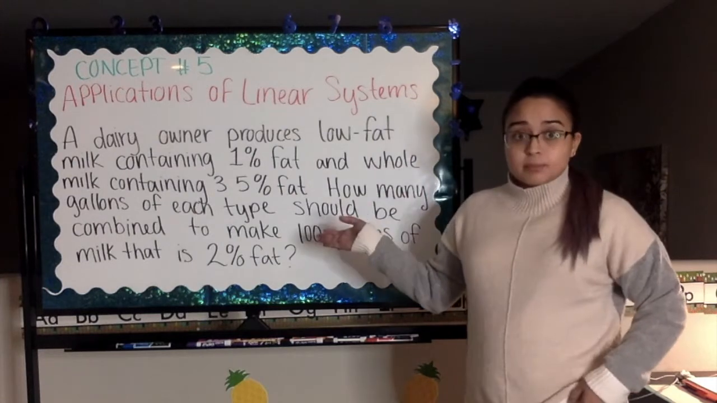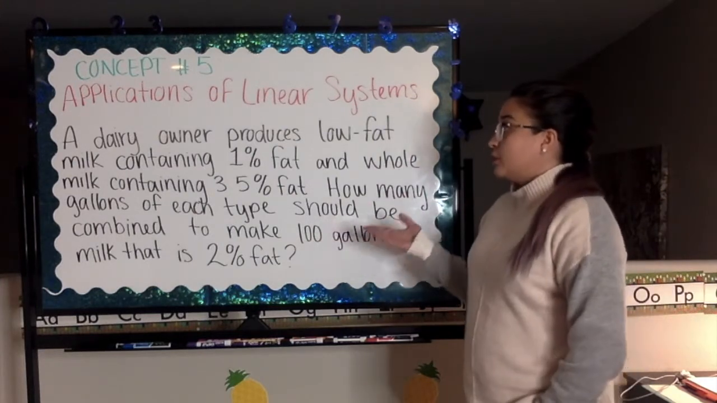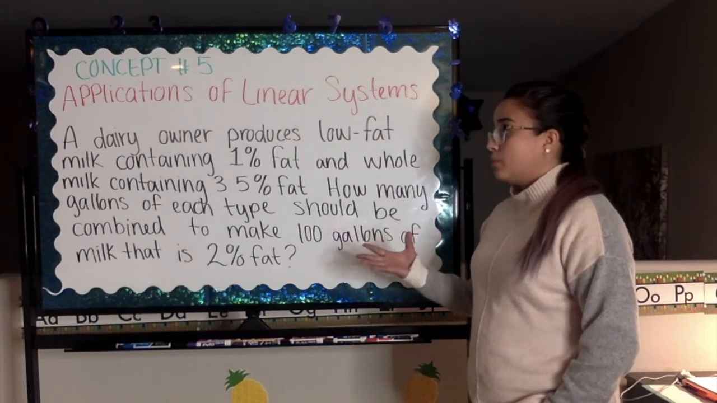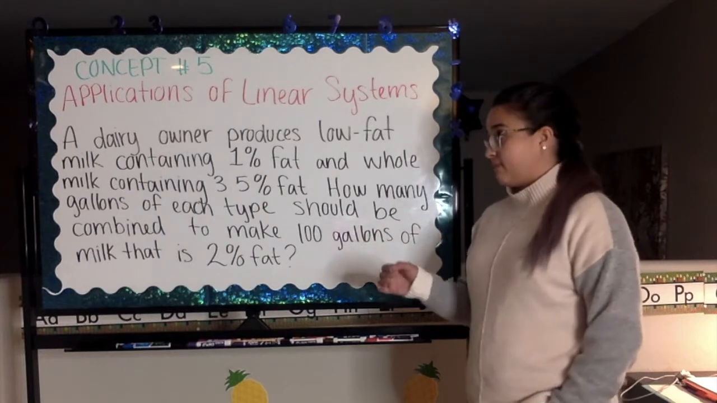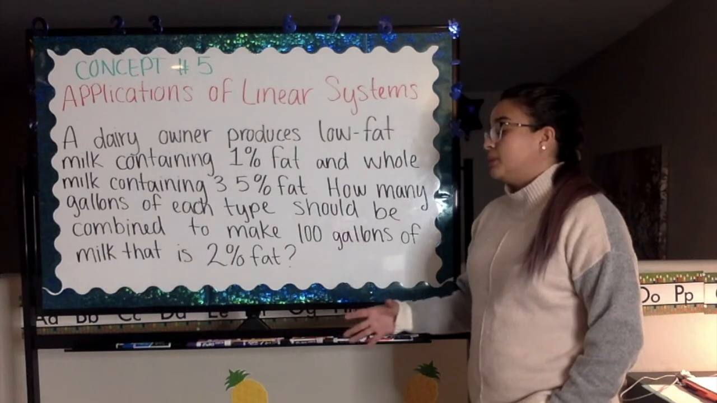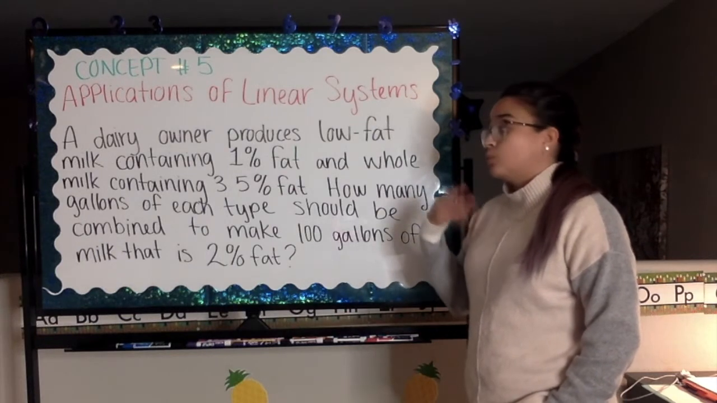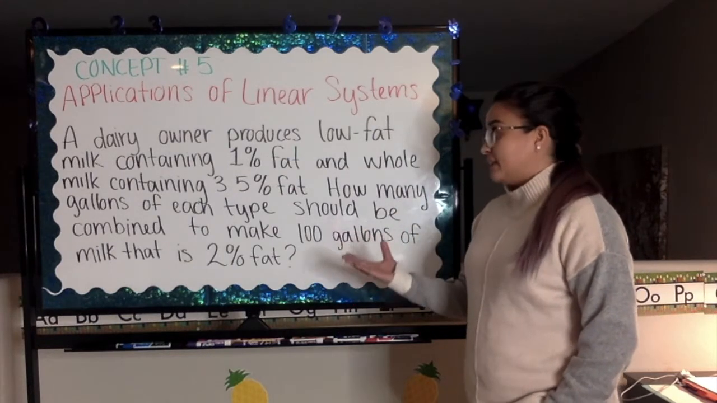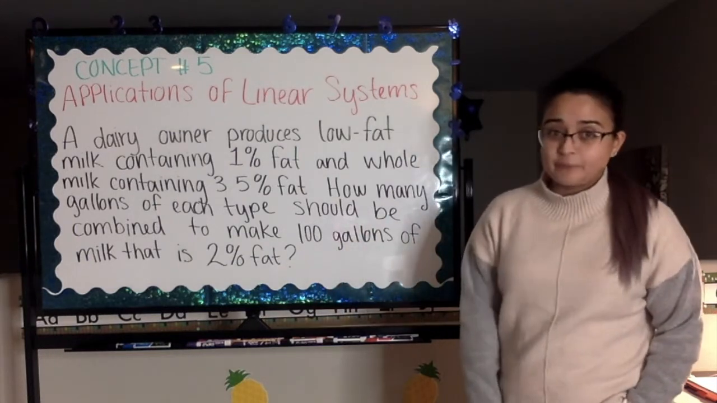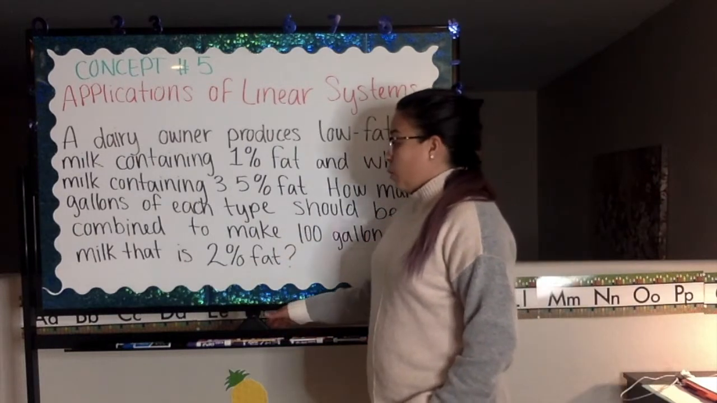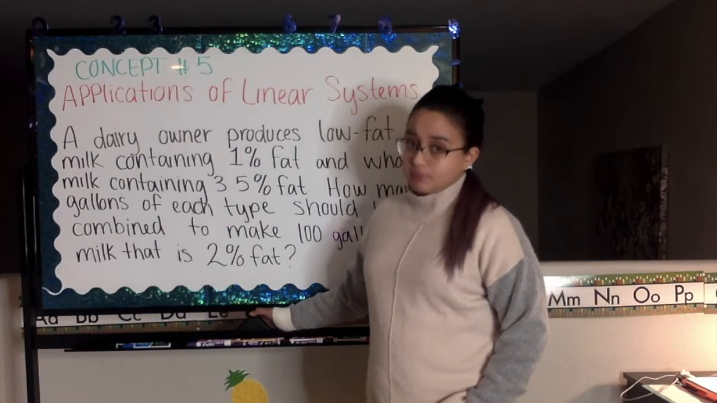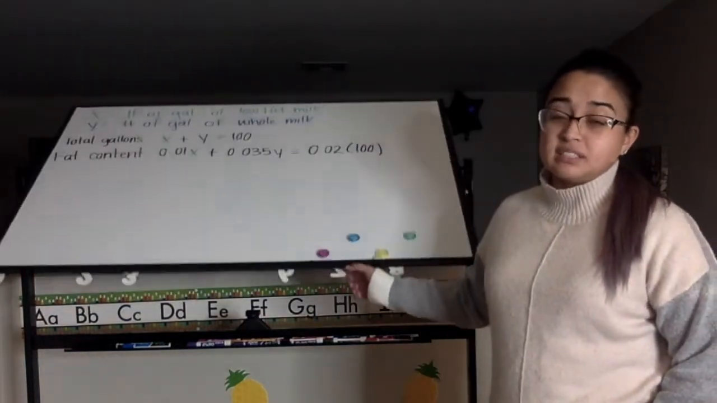So our example today is of a dairy owner who produces low-fat milk containing 1% fat and whole milk containing 3.5% fat. How many gallons of each type should be combined to make a total of 100 gallons that contain only 2% fat? Okay, that is what we are solving for. So we are mixing different types of milk, well, just milk that contains different amounts of fats.